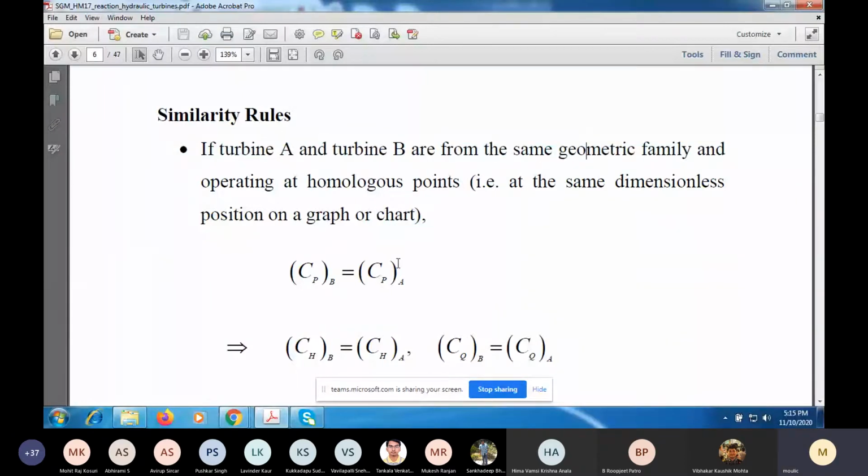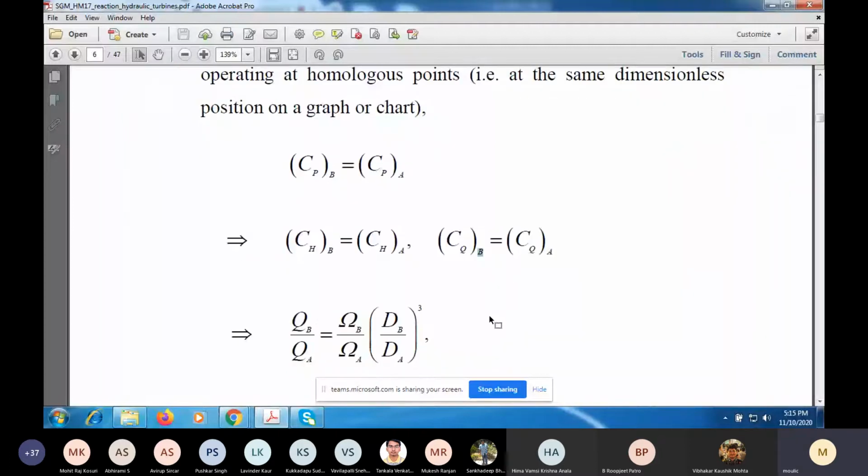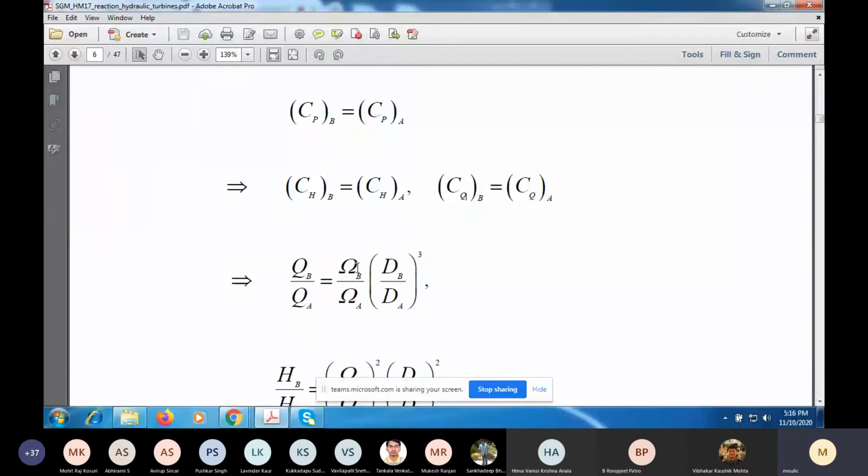And if the non-dimensional parameter Cp is the same for A and B, and the Reynolds number is high, then this is the only relevant parameter which controls dynamic similarity. So if these two are equal, then automatically Ch and Cq for the two turbines will be the same. If we equate Cq, you see that the ratio of the two flow rates will be the ratio of the angular speeds times the cube of the ratio of the diameters. So suppose dB is twice dA. This ratio will be 2, so this will be a factor of 8.